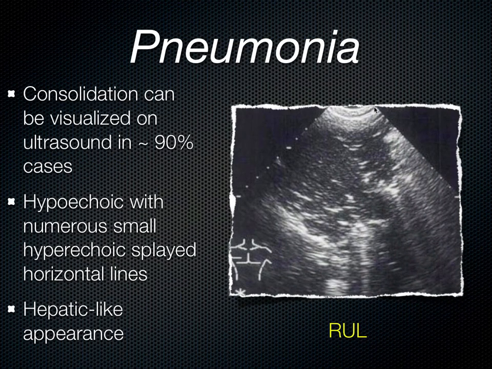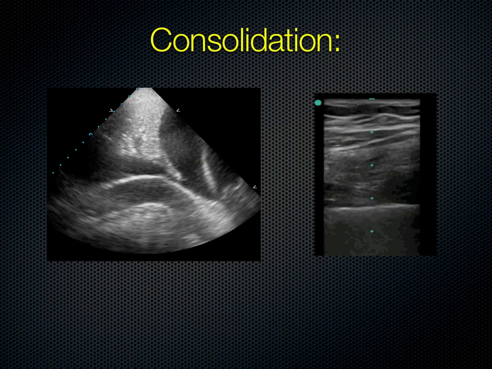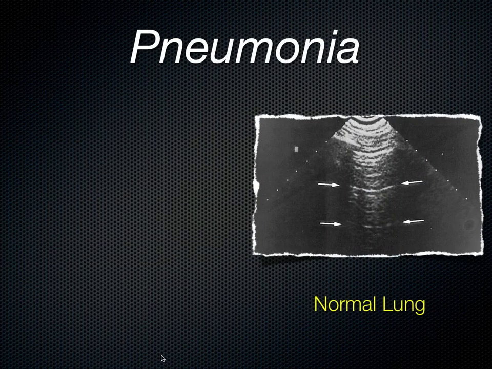So here are some examples. In about 90% of the cases you can actually see a consolidated area of lung. This lung looks grayscale, dark gray. It has these horizontal white hyperechoic lines throughout, which represent the bronchograms. And the lung itself is starting to look like liver. Here's another example where the lung can be seen. There's fluid all around. The lung is consolidated, but you can see some bright white splayed horizontal and perpendicular lines throughout, which represent the connective tissue.